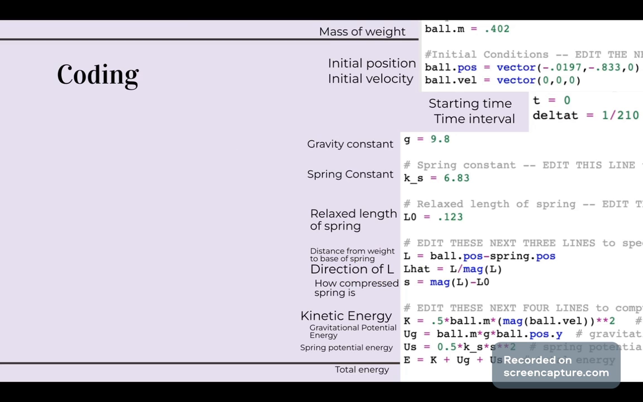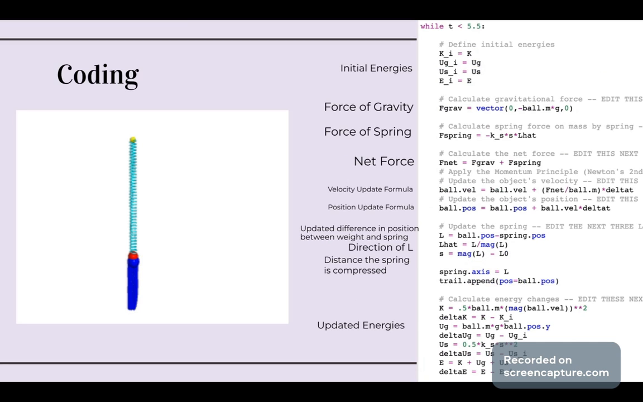The spring constant was found to be 6.83 newtons per meter, and the relaxed length of the spring was measured to be 0.123 meters. The compressed distance of the spring was calculated by determining the difference between the position of the weight and the base of the spring minus the initial uncompressed length of the spring. Then the energies associated with the system are calculated based on the formulas previously given. The initial energies are the calculated energies using the initial conditions.